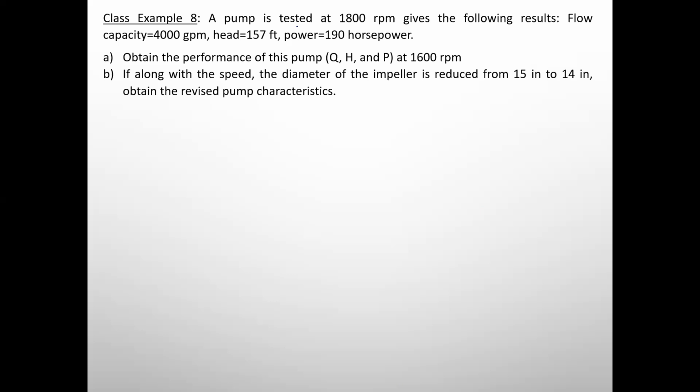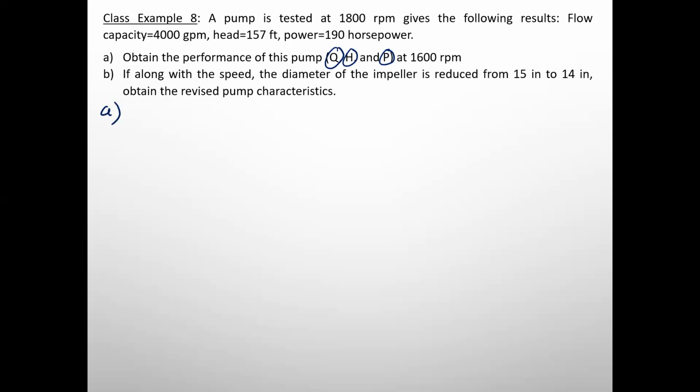The question statements will be like that. Here, a pump is tested at 1800 RPM and gives the following results: flow capacity 400, head 157, and power 190 horsepower. For A, obtain the performance of this pump at 1600 RPM. When they say performance of this pump at a certain RPM, that means you need to evaluate Q, H, and P.